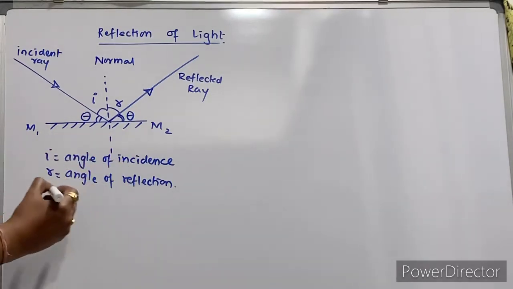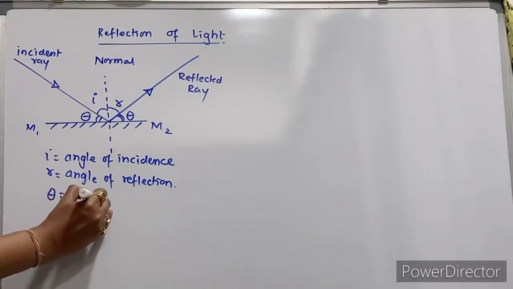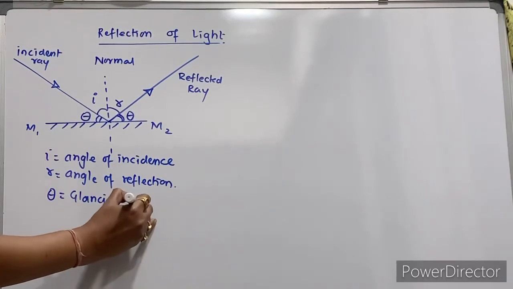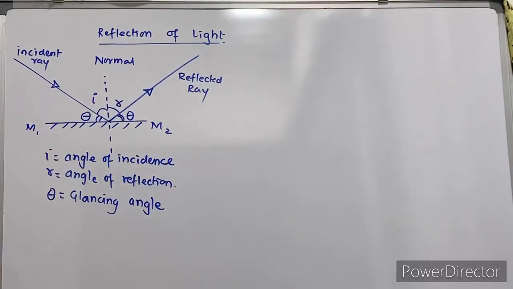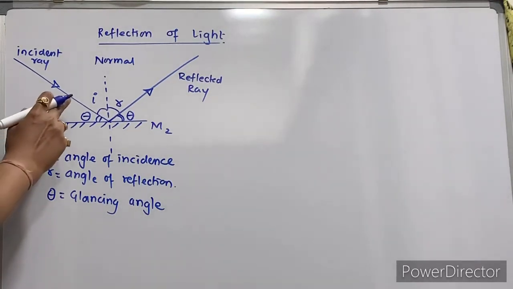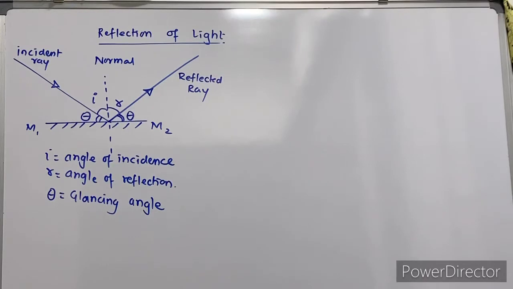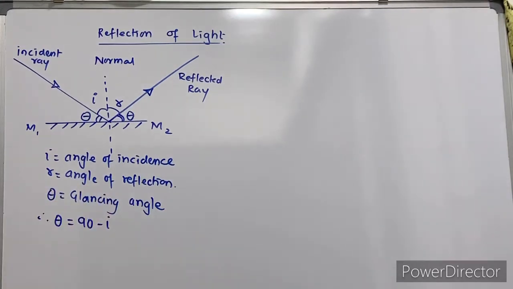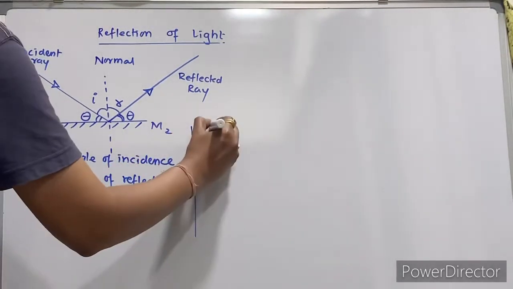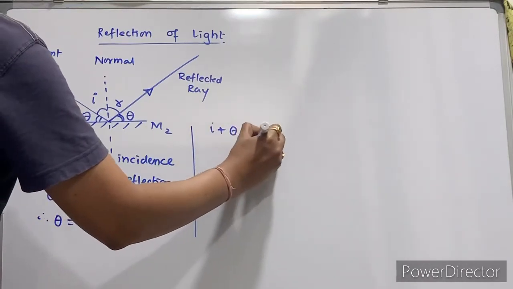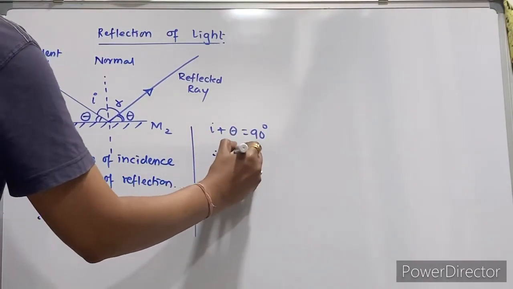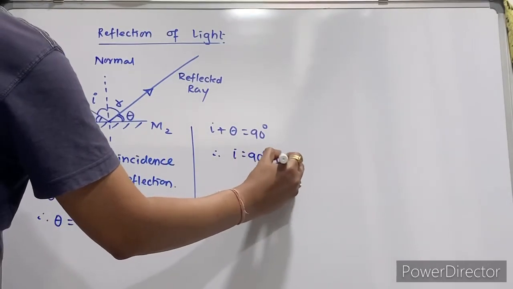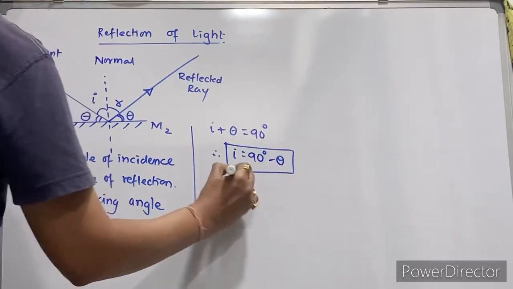This theta is called the glancing angle. Now what exactly is the glancing angle? It is the angle made by the incident ray with the surface. Now this theta can be written as 90 minus I. So I plus theta is equal to 90 degrees. Therefore I is equal to 90 degrees minus theta. That will be your angle of incidence.